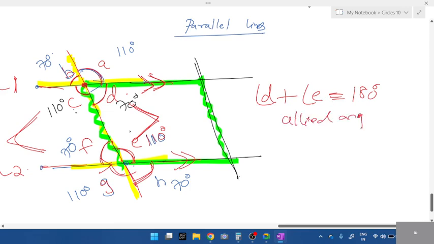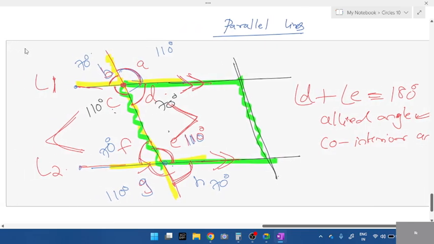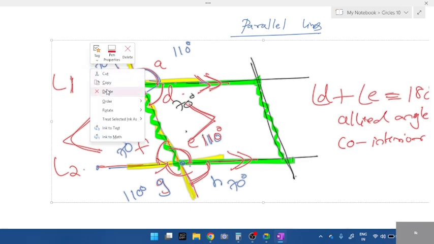Allied angles, or we call co-interior angles. Usually we don't mention co-interior, we call it allied angle. What will be the sum, students? Sum of allied angle is 180. So let me erase, that's it, only allied angle. Make a note of allied angle.